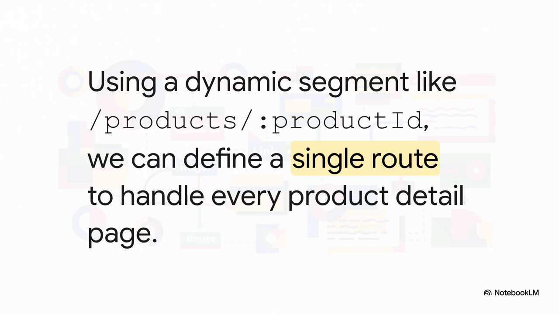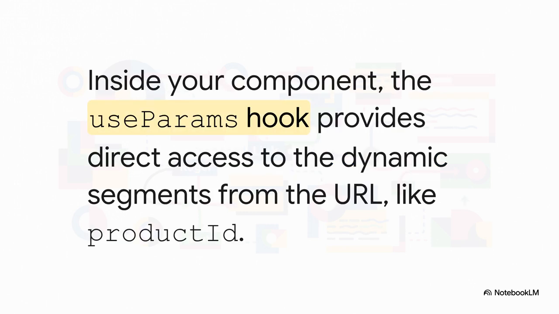But this brings up a good question, right? How does our product detail page component know which product ID to actually fetch and display from that URL? And the answer is this amazing hook called useParams. The useParams hook is the bridge. It reads the current URL, it finds that dynamic bit that matches :productId, and it just makes that value available to our component. It's so simple, but it's incredibly powerful for building out data-driven pages.